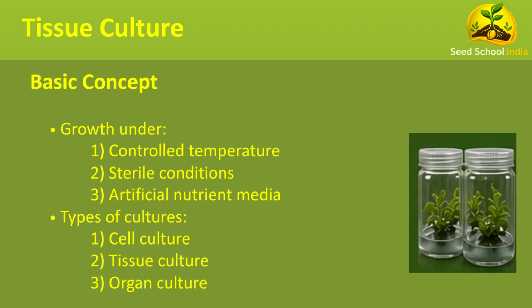The basic idea of tissue culture is to grow plant material in a completely controlled environment. Unlike natural conditions, where plants are exposed to pests, diseases, and environmental stress, tissue culture provides sterile conditions, controlled temperature and light, and balanced nutrition. This ensures faster and healthier growth. Depending on the purpose, we can culture cells, tissues, or even entire plant organs.